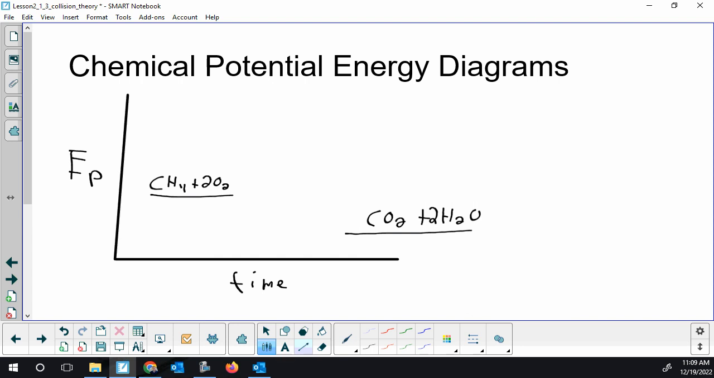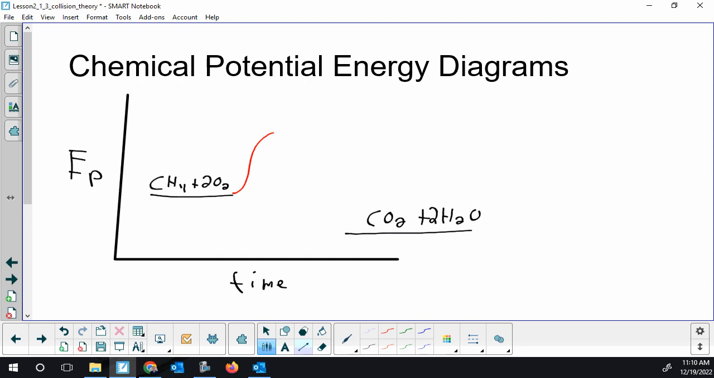There is a barrier for methane. There's a barrier for those to collide. The C's and H's don't just start breaking apart, and the O's don't just start breaking apart. There has to be enough energy to get them to come apart. That barrier we see as an up part of a chemical potential energy diagram. You have to put some energy in. Putting energy in raises the total potential. This is the energy that's going to start breaking things.